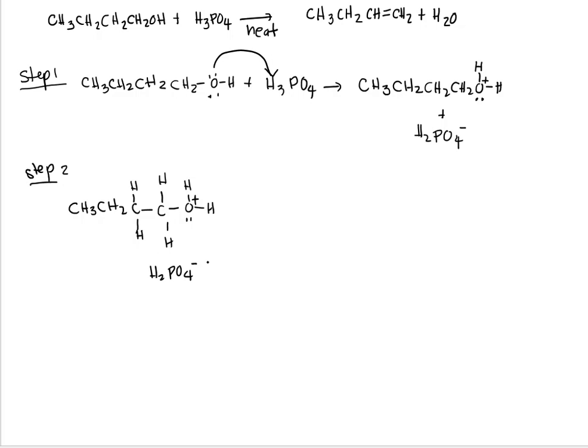So what happens is the H2PO4 negative that was produced in the first step, even though it's not very basic, it's basic enough to remove an H off of that beta carbon, the carbon that is right next to the carbon that bears the oxygen. So the H2PO4 grabs the H, and what happens is that their bond goes between those two carbons, and that bond goes to the oxygen as a second lone pair, and H2O leaves the molecule.